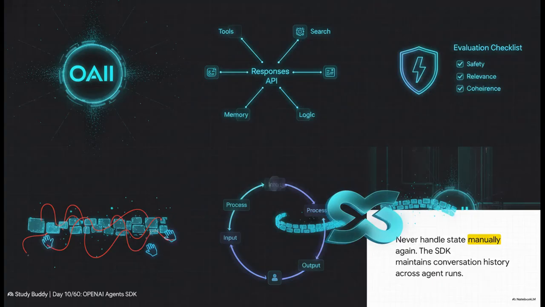Okay, let's zoom in on what might be the most powerful primitive here, sessions. I'm telling you, this is an absolute game changer. This is the piece that automatically maintains the entire conversation history. And what does that mean for you? You never have to handle state manually again, ever. Remember that customer service bot we talked about? This is its memory. It solves one of the single biggest headaches in agent development.